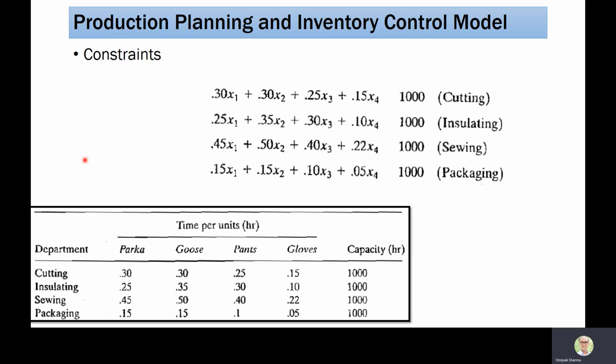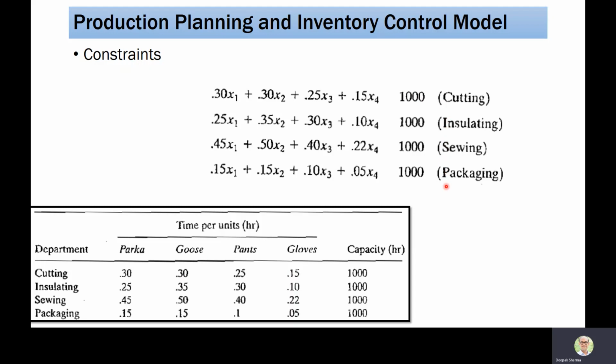Now we are left with a few more constraints. We remember from the table that there are capacities for every department. When we are talking about the capacities, let us write the equation, left and right hand side. Here we know how much of these products we are making. So for the cutting department, we have 0.3x1 plus 0.3x2 plus 0.25x3 plus 0.15x4, and on the right hand side we have 1000.